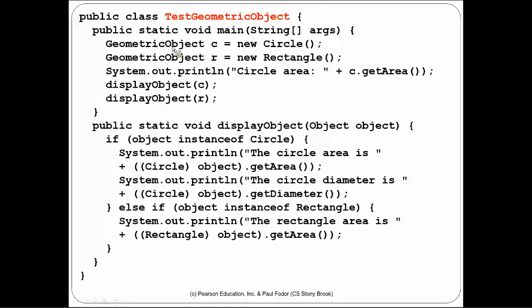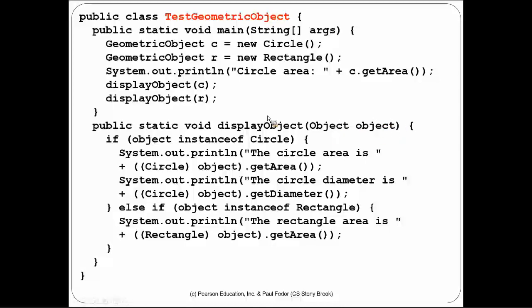So any class that would extend geometric object must implement the methods getArea and getPerimeter. We'll see the meaning of abstract a little bit later, in fact in the next class. For the moment, we can basically just look at this code. We'll get into details later. We call displayObject with C. C was a geometric object, and the class geometric object did not extend any other class, so by default it actually extends the class Object.